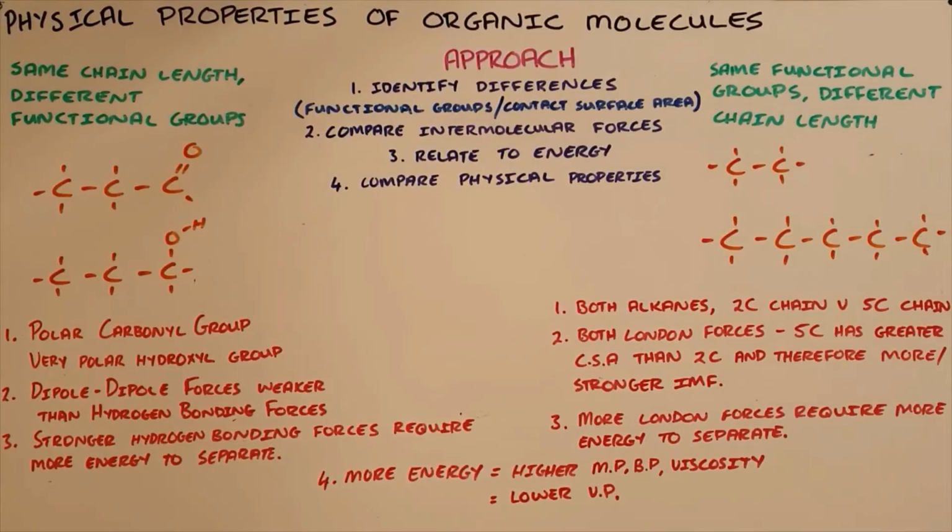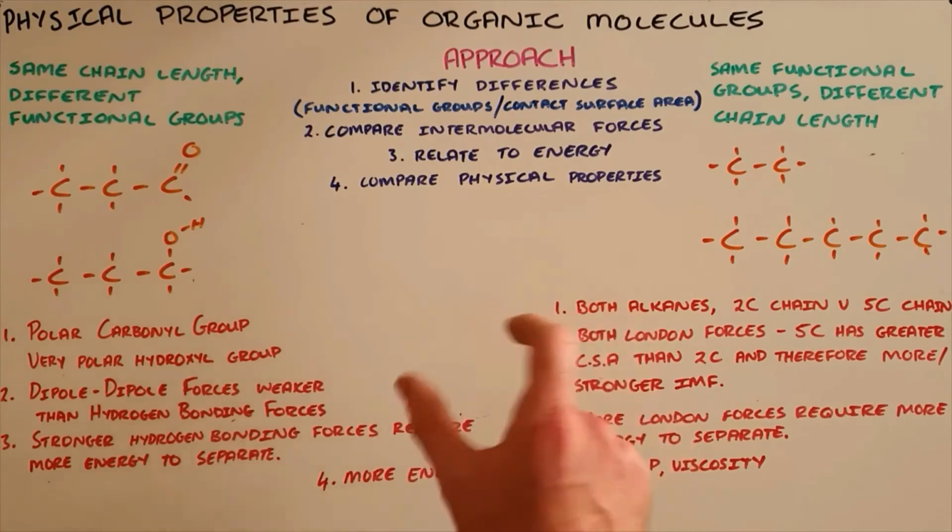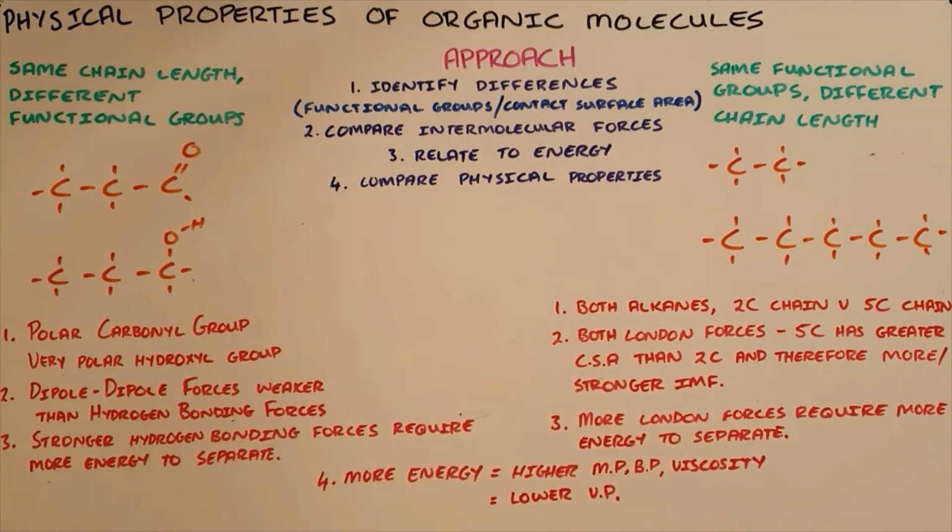There is a standard approach that is required to compare the physical properties of different organic molecules. And that approach is 4 steps that need to be gone through. The first one is to identify the differences between the molecules, whether those are functional groups or contact surface area differences. The second step is to compare the intermolecular forces that exist between each molecule. The third is to relate those intermolecular force differences to energy. And finally, compare, using that energy relation, to a physical property.